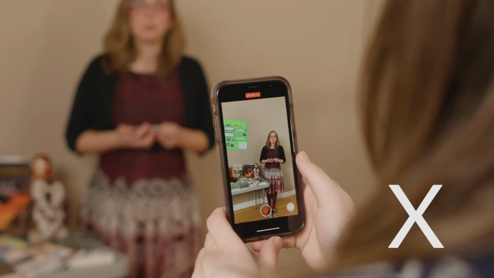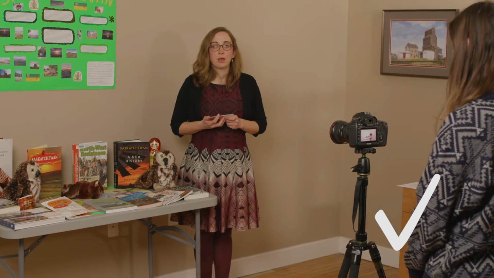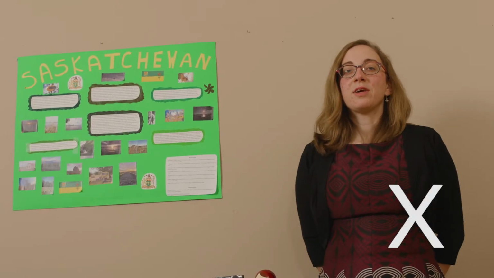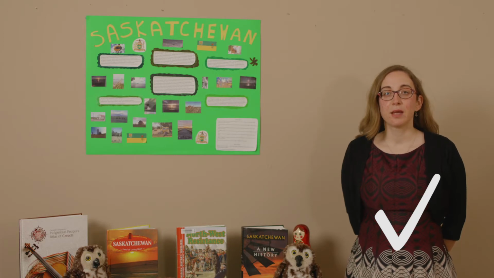Your camera should be stable. Put your camera on a stable surface, like a table, or use a tripod. If someone is holding the camera, make sure that they are resting it against something that does not easily move, like the back of a couch. Don't forget that the camera is still the audience's eyes. If the camera is on a table at the same height or lower than your project, the audience will be looking up at you. Keep your camera at the same height as your eyes.